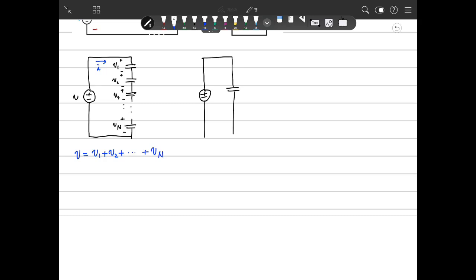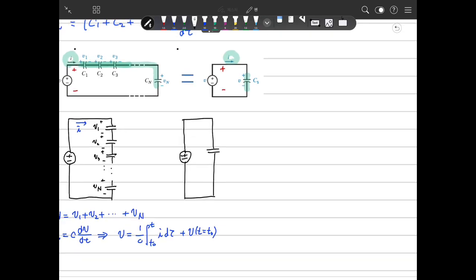Then what is Vn, or Vi? That is simple, because of the capacitor equation I is C dV/dt. From here, V is 1/C times the integral from t0 to t of I dτ, plus V when t equals t0. That is V. So based on here, you can rewrite.